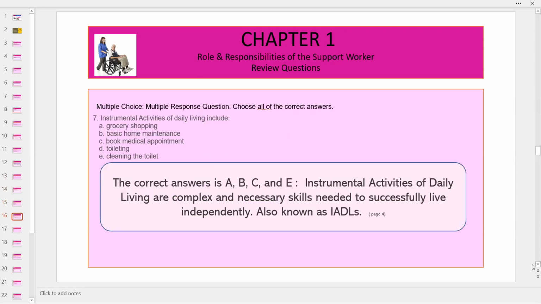The correct answers are A, B, C, and E. Instrumental activities of daily living, also known as IADLs, are complex and necessary skills needed to successfully live independently.